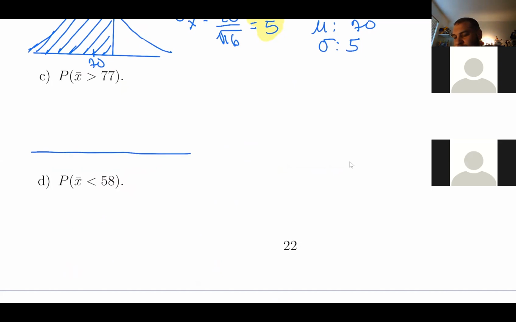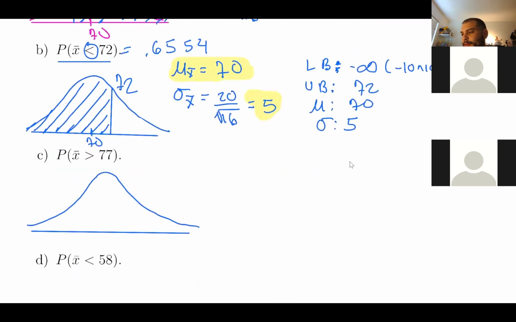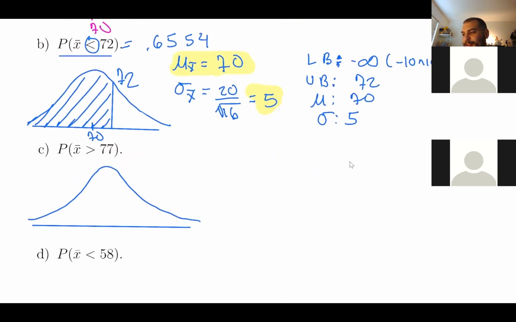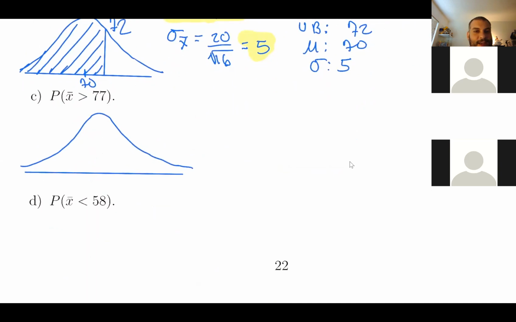Every time we find the probability, is that the number for the side that isn't shaded? Like the answer for the other problem was 0.6554. Is that for the non-shaded side? No, that's for the shaded side. When you find the probability, you find the probability for that shaded side.